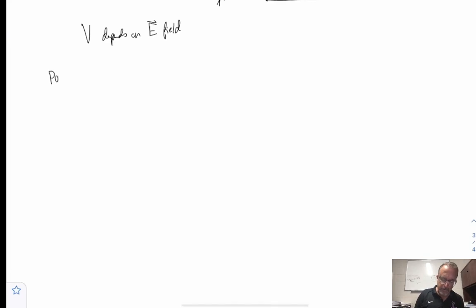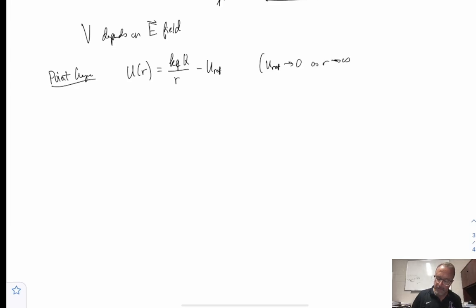Let's look at a different example. What about a point charge? We found out in the last video that the electric potential energy from a point charge is equal to KQq over R, and by the way, we can say minus U reference, which is often set to 0. U reference goes to 0 as R goes to infinity, usually, for a point charge.